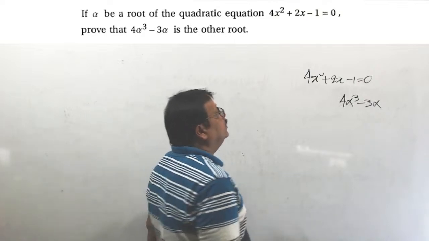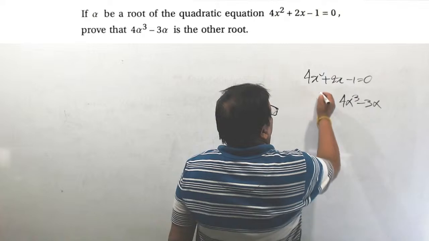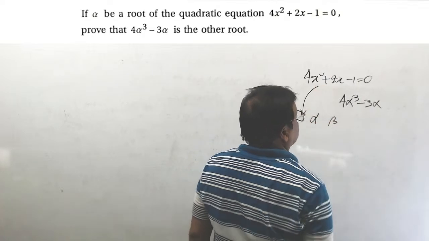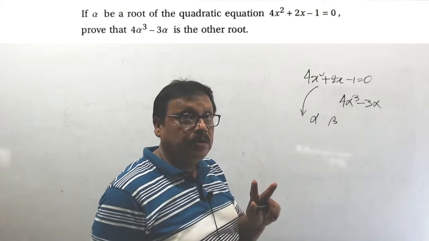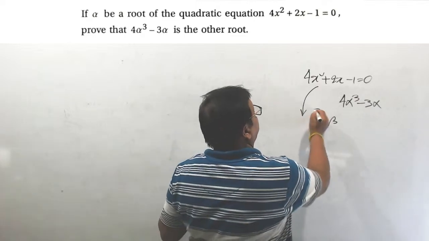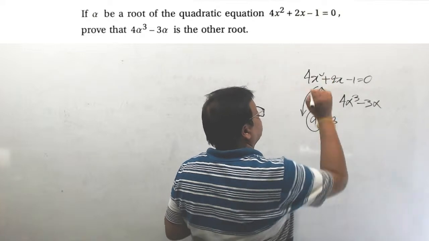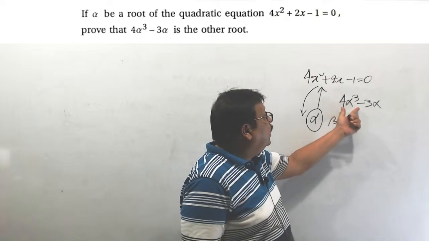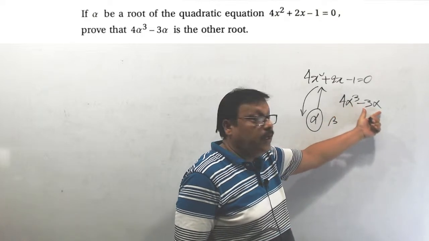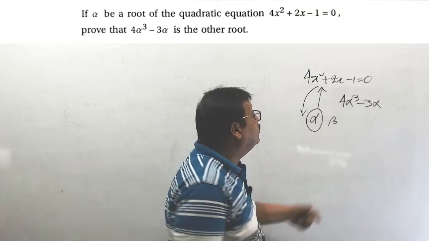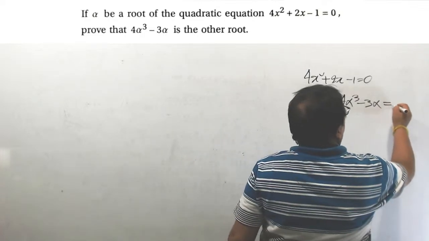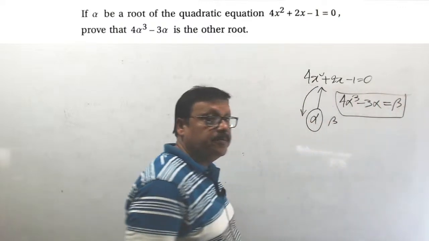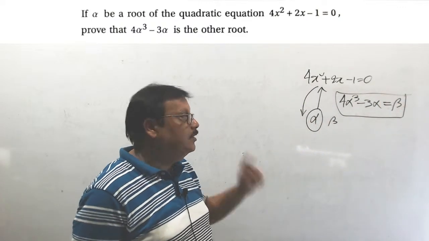That is, if in this equation alpha and beta be the two roots, it is already given alpha is a root of this equation. You have to prove 4 alpha cube minus 3 alpha is the another root, that is beta is equal to this. You have to prove beta is equal to this. Understood? Clear now? Okay, let us start.